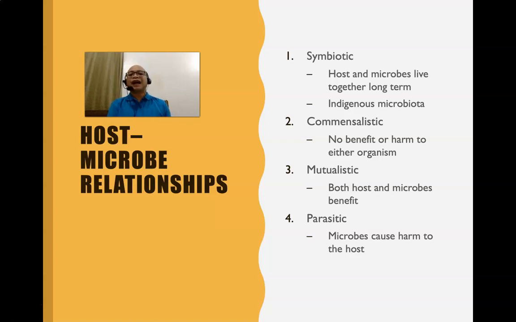However, among the four types of relationship that we have enumerated here, the one that is considered to be the worst relationship, or the one that is considered significant when it comes to medical microbiology, is the parasitic relationship, because here the microbes can cause harm to the host. So that's the kind of relationship that we as human hosts would want to avoid, of course.